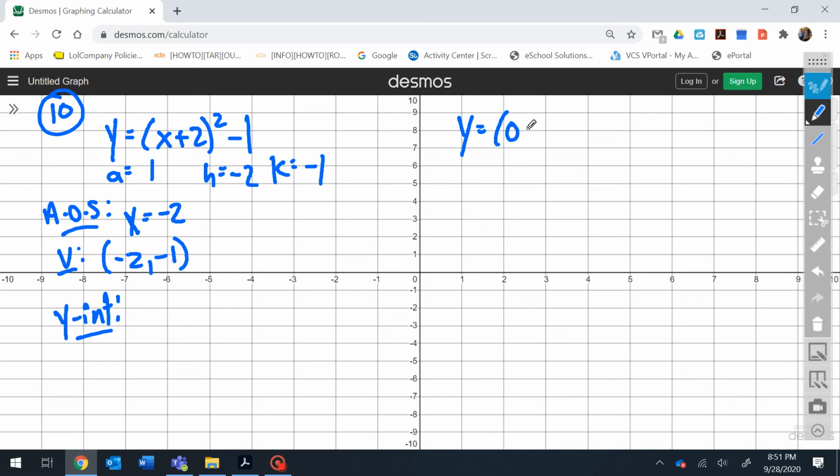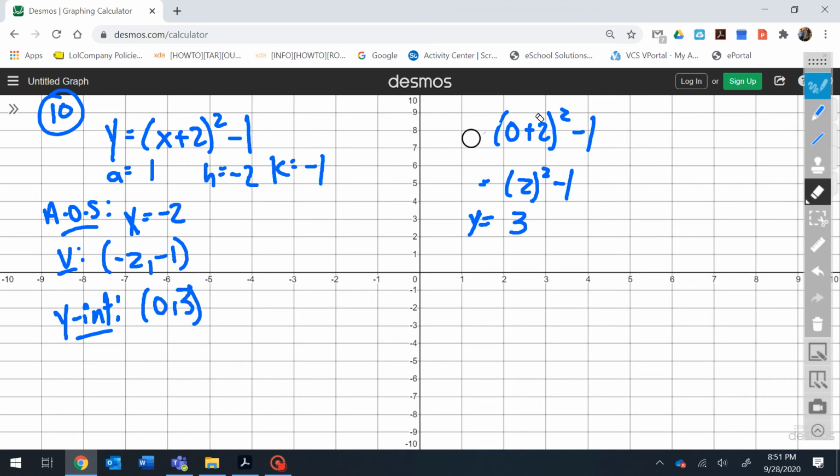So 0 plus 2 squared minus 1. So that's 2 squared minus 1, 4 minus 1, which is 3. So the y-intercept is going to be 0, 3. So I'm going to use all of this to graph, and then hopefully I will be able to see where the graph crosses the x-axis, which will be my solutions.